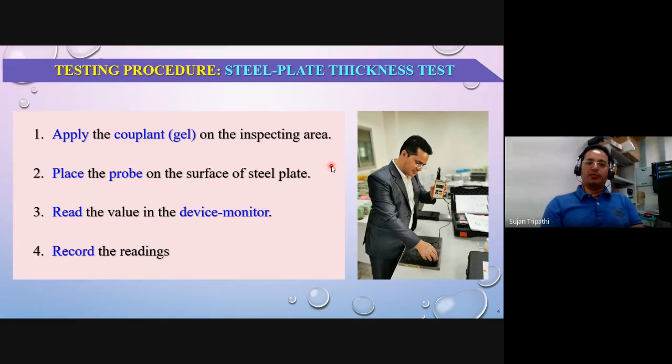After that, we read the value on the device monitor. If you look at the figure, we can see some value. Then we record the readings, and in your report, you should include that value. Our TA, Sharanya, will display the overall procedure in the video later.